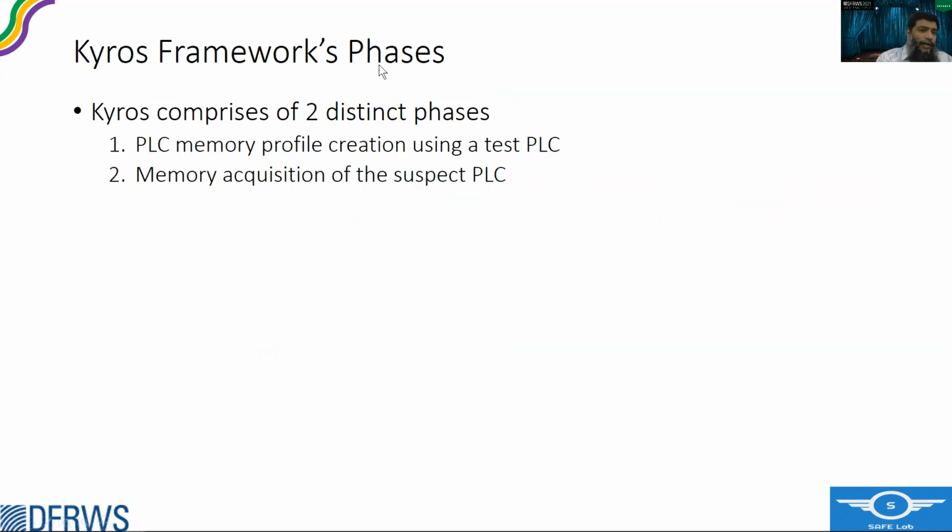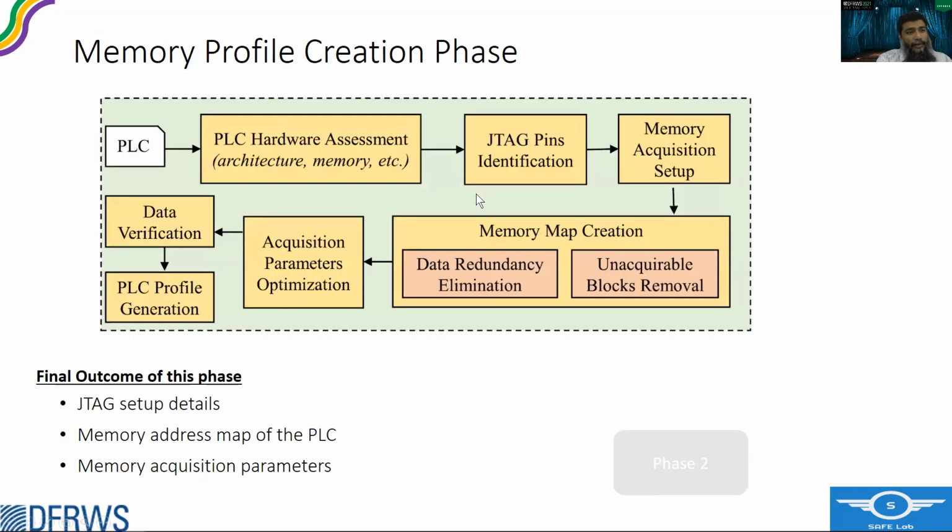Kyros framework constitutes two phases. In the first phase, we create a memory profile using a test PLC. And in the second phase, we use that profile to acquire the memory of a suspect PLC. So in phase one, the first step is the hardware assessment.